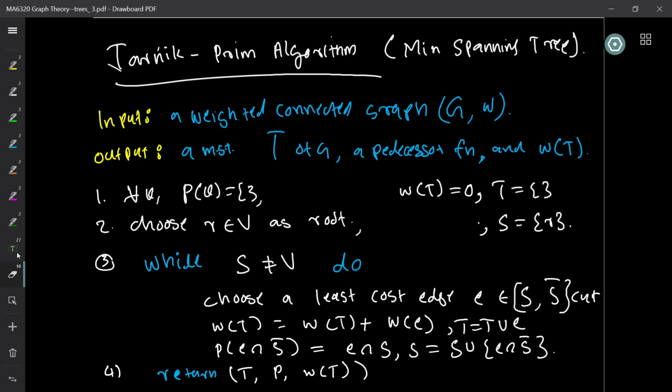So for every vertex, you set predecessor to the empty set, weight of T is 0, and T is empty. Then you pick some arbitrary vertex and call it the root. This is the vertex from which you are going to grow the tree. You set S to be the set containing the root, the starting vertex. We are growing S, adding vertices to S till we get all the vertices. So while S is not equal to V, the algorithm continues: choose a least cost edge that is part of a cut between S and S dash.